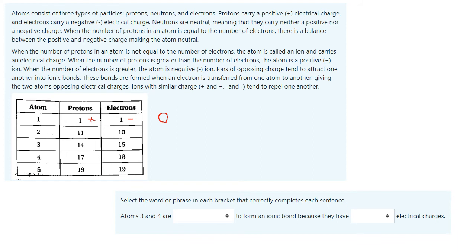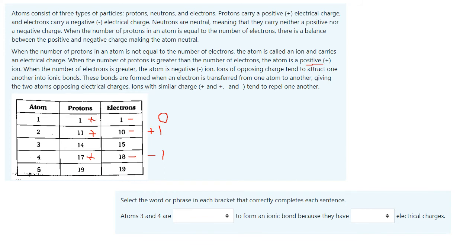So if the number of protons is greater than the number of electrons, then it is positive. So look at number 2. 11 protons, only 10 electrons. This has a charge of plus 1. When the number of electrons is greater than the number of protons, then it has a negative charge. So for example, we can see 17 positive and 18 minus. So this would have a charge of -1.